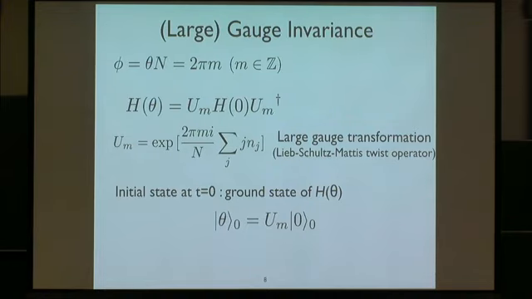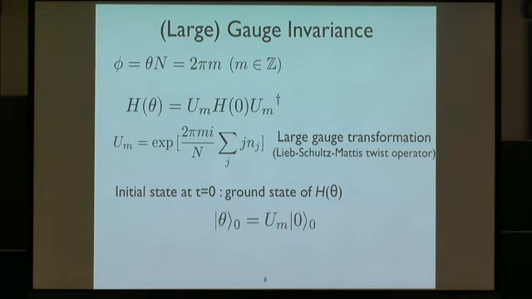gauge invariance. That is, if you have flux inside a ring which is an integral multiple of the unit flux quantum, in our convention the unit flux quantum is just 2 pi. So if the total flux phi is 2 pi times some integer, then basically particles do not touch this magnetic flux directly. It's only the so-called Aharonov-Bohm effect, how magnetic flux affects the system through the vector potential.